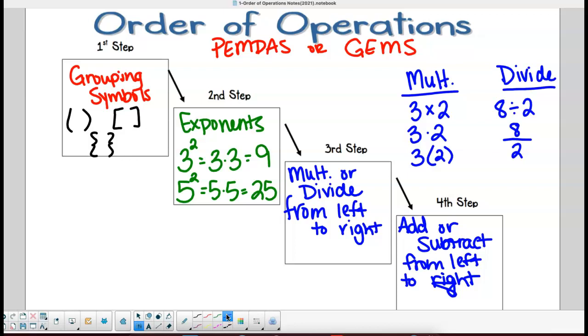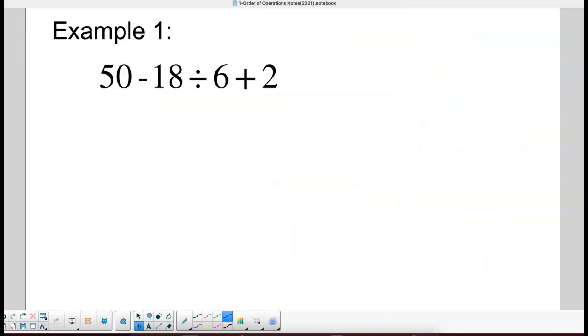Okay, so let's try this a couple times. Flip the page in your packet. So flip to the back side. Okay, and we have some examples here. The first example: 50 minus 18 divided by 6 plus 2. What do we do first? Where should I start? Taya.